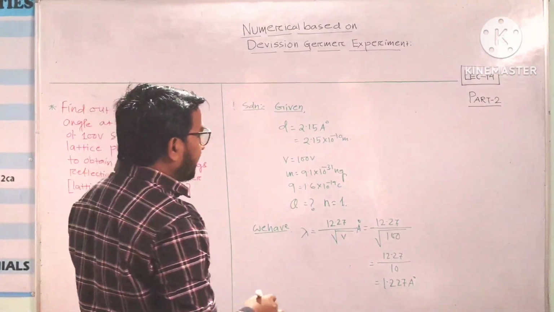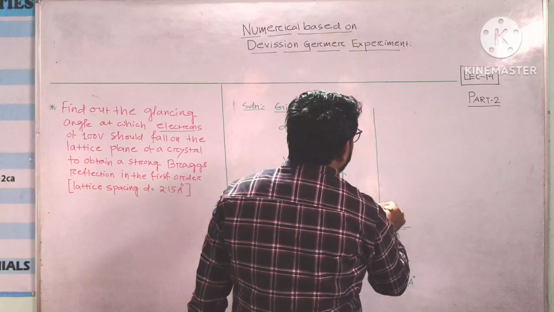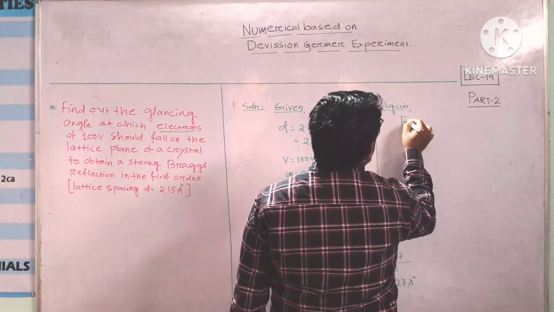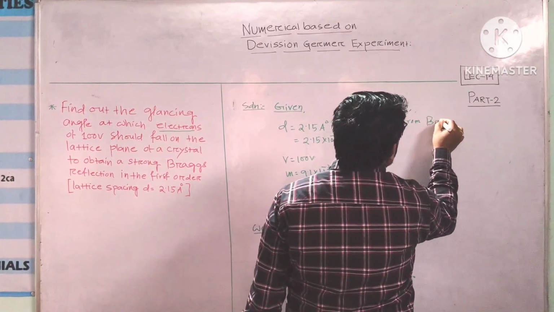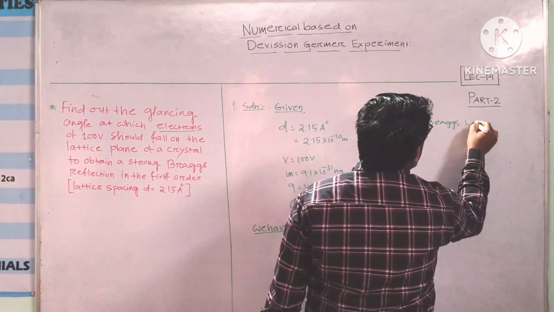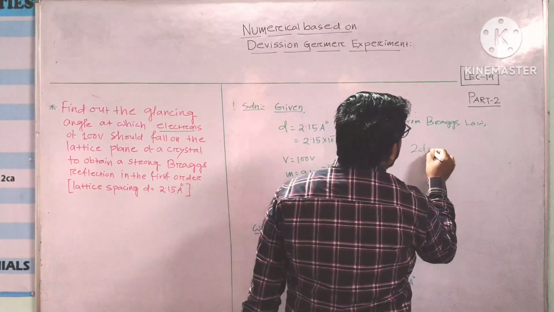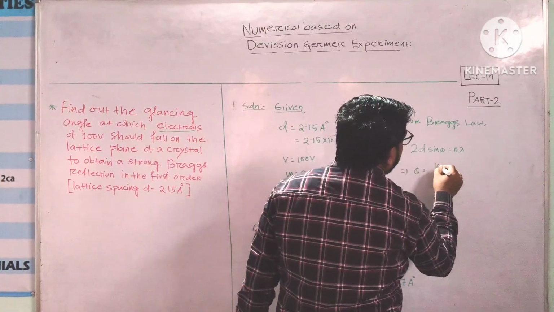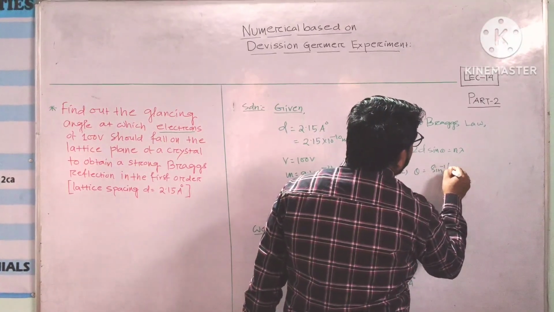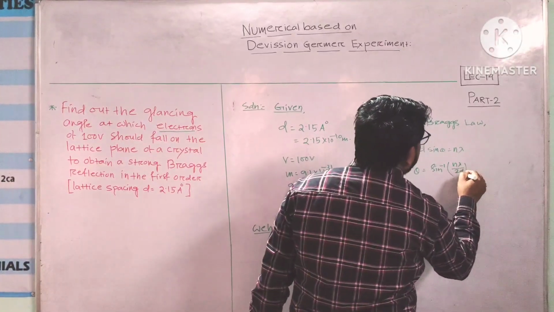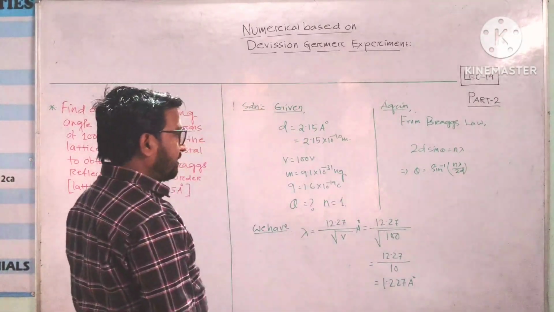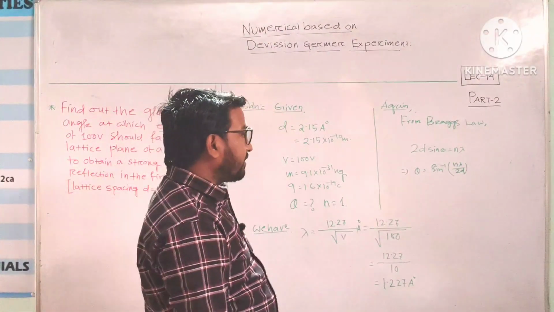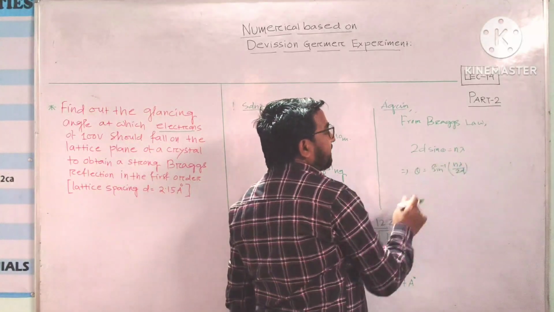Now we are going to find out the glancing angle. We can apply Bragg's equation. From Bragg's law, 2d sin theta equal n lambda, and theta equal sin inverse of n lambda divided by 2d. This is called the Bragg equation.